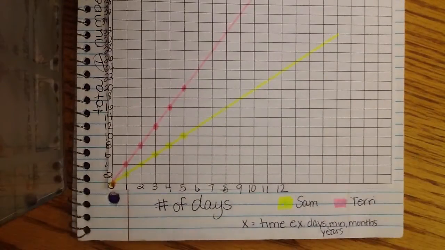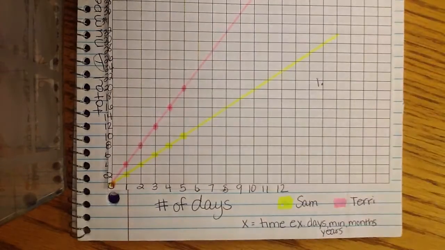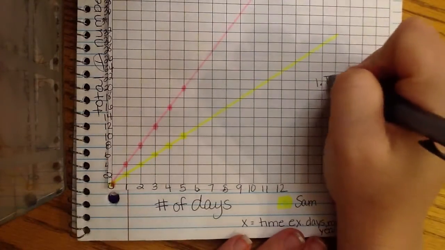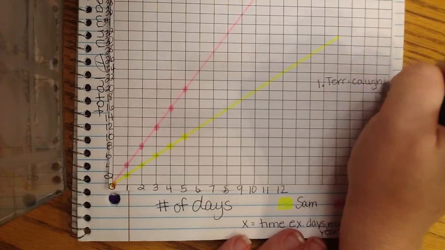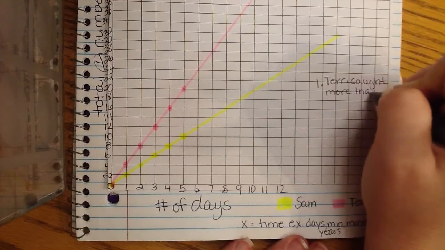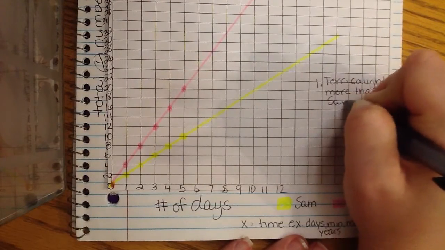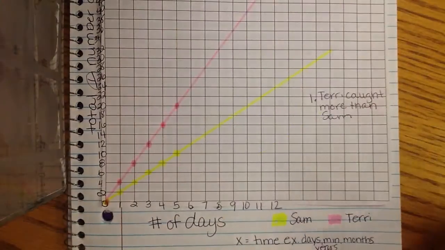So now let's look at this. What do I know? What's a fact that I know? I'm going to write down some facts. I know Terry caught more than Sam. Terry caught more fish than Sam. That's a fact I know. Terry caught way more. How much more? See if I can figure that out.